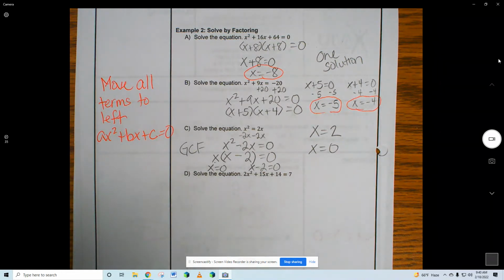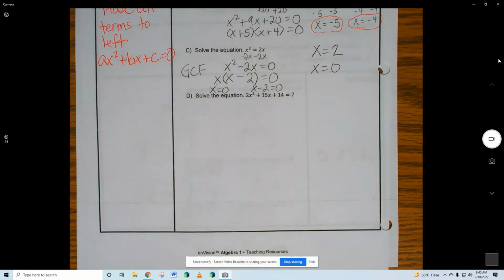You have to be able to see GCF if it ever presents itself. Is there a number in common? Is there a variable in common? D is not quite ready. What's wrong with D? It's not equal to 0. So what do I do?